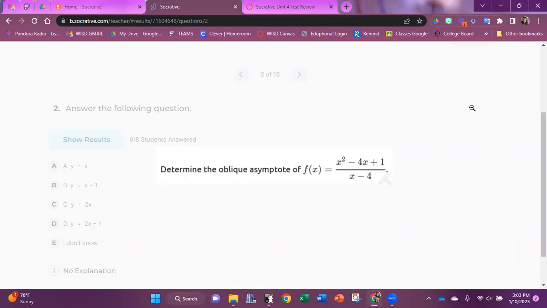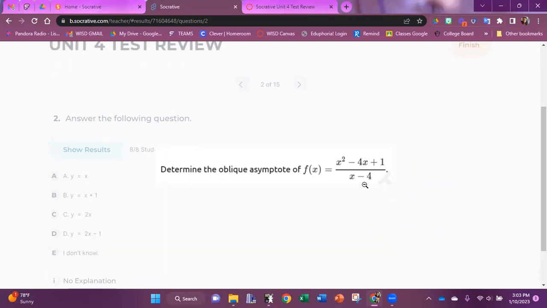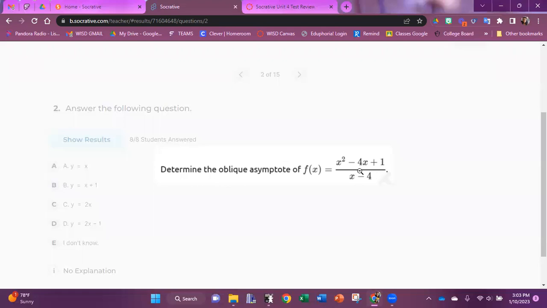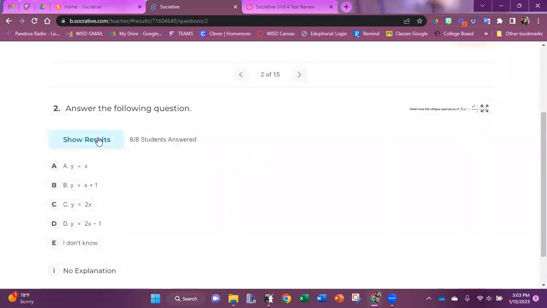All right, here we go. How do you solve this? Long division to find an oblique. So we know it has an oblique asymptote because the numerator is bigger than the denominator by 1 degree. Okay, so we do long division, and after we do long division, what do we get?